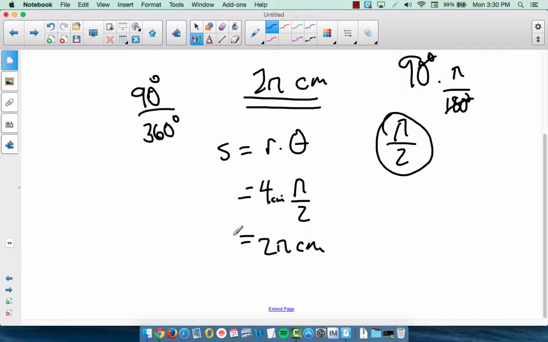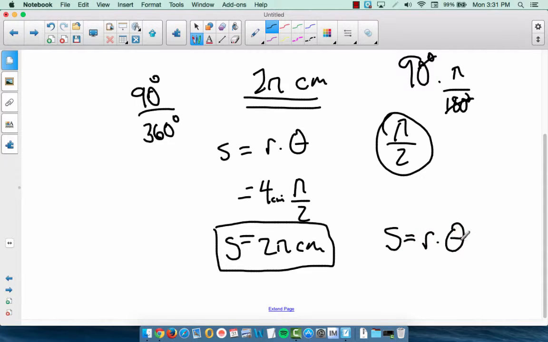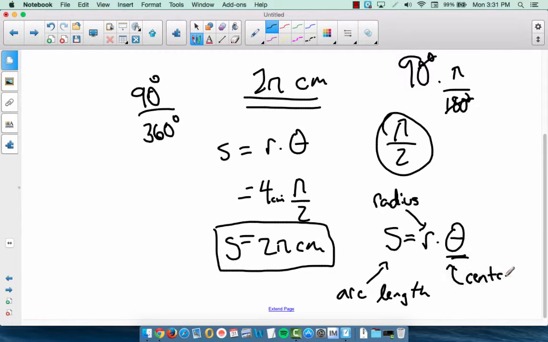Again, pretty easy example, but really nice for mathematicians to know this formula, S equals R times theta, where S is the arc length, R is the radius, and theta is the central angle, but it has to be measured in radians or it won't work.